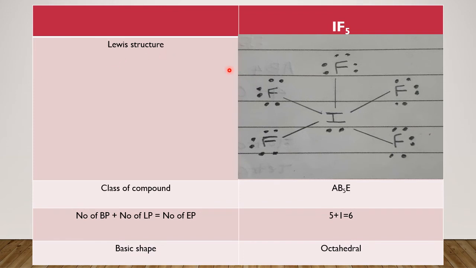So, this is the Lewis structure for iodine pentafluoride. The iodine atom is at the center, followed by the fluorine atoms, and the total number of valence electrons is 42. You can count there are 40 here, and the balance of 2 are here as a lone pair. Let's see, the class of compound is AB5E. The number of bonding pairs plus the number of lone pairs equals the number of electron pairs: 5 plus 1 equals 6, and the basic shape for this Lewis structure is octahedral.